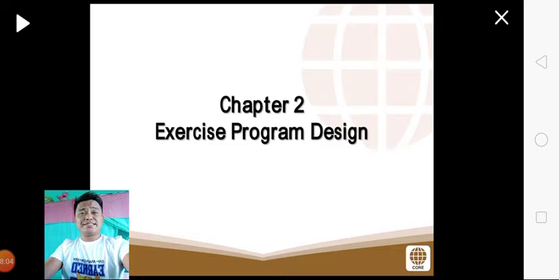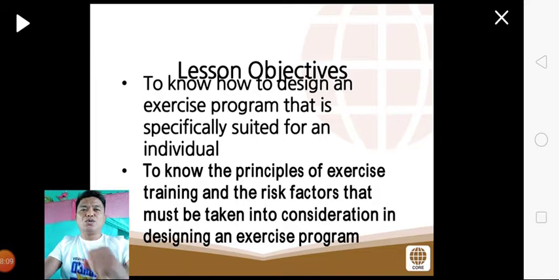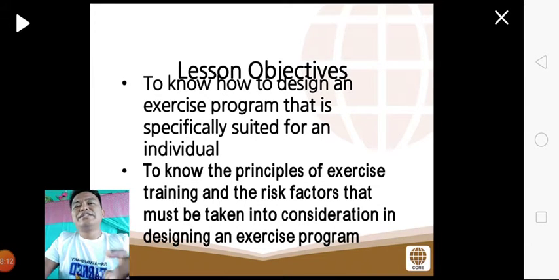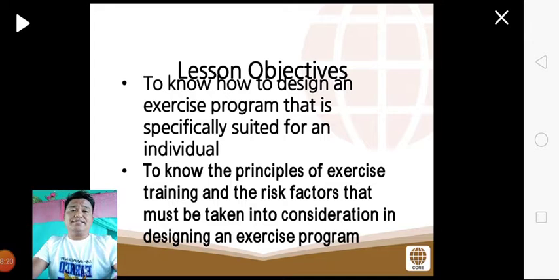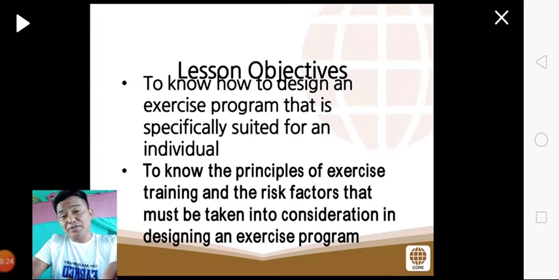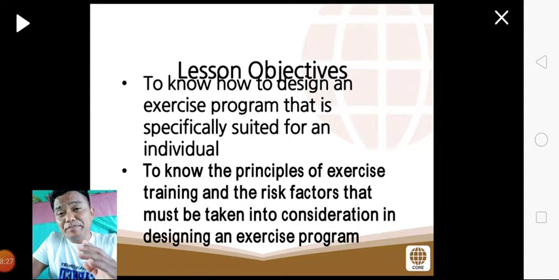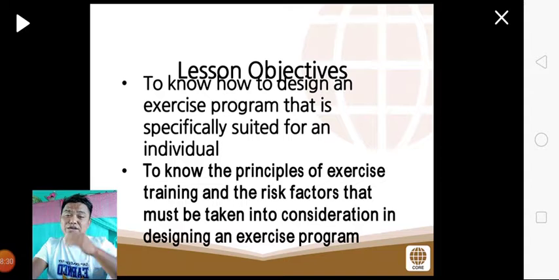Next, this is our topic, exercise program design. So, what are the lesson objectives? Number 1, to know how to design an exercise program that is specifically suited for an individual. You are going to design your program, and it should fit you. Don't design something you cannot do. Make it simple. Start with the basics.